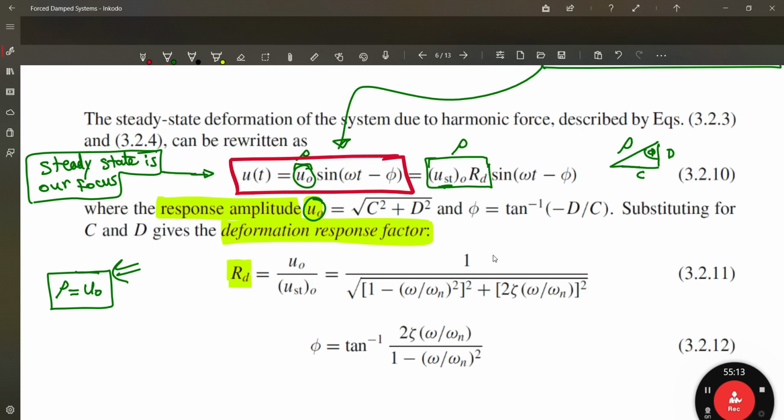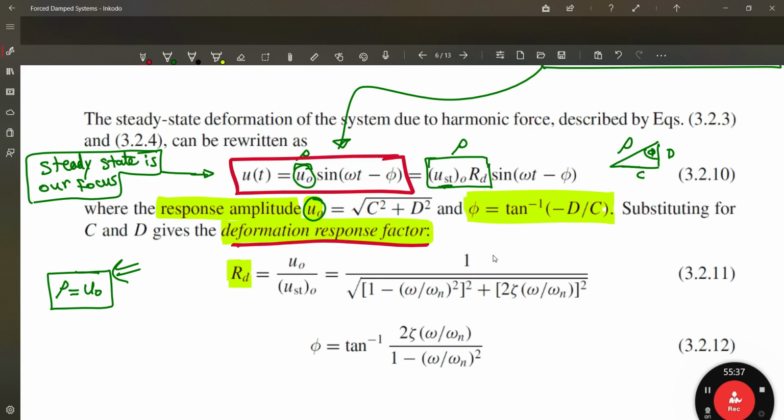So u naught equals the radical of c squared plus d squared. And phi, this phi is the phase angle, for example. From this triangle, you are going to find that it equals tan minus 1 of minus d over c. Right? And substituting for c and d, this gives us the response modification factor.